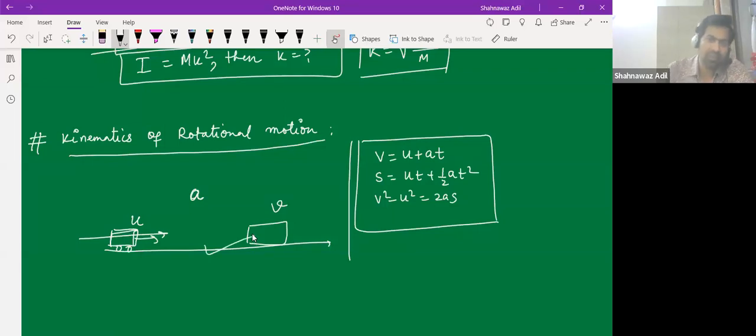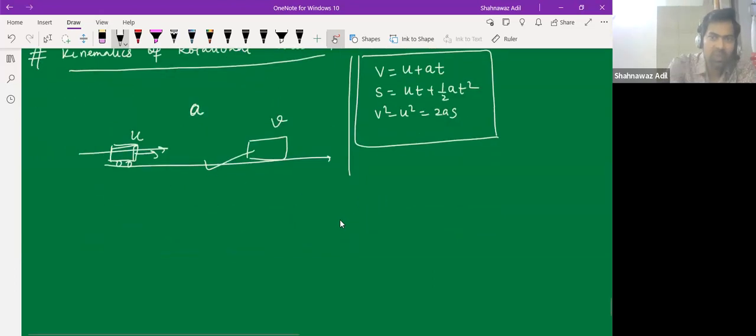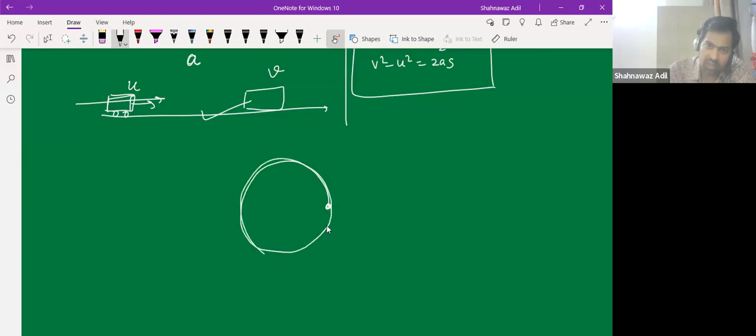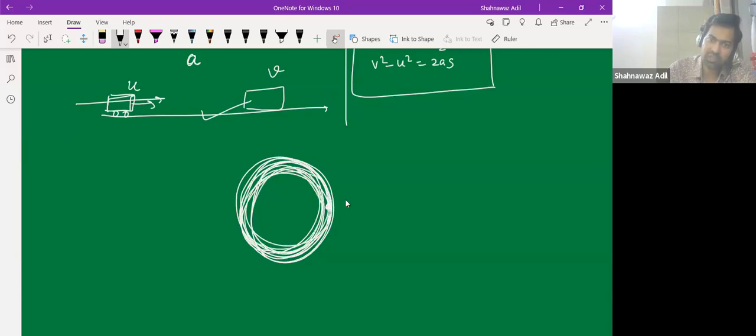But now you have an object which is moving in a circular motion, rotational motion. So let's say you have this object and it is moving in a circle. Let's say it is moving and its speed has increased. So what speed is increased?